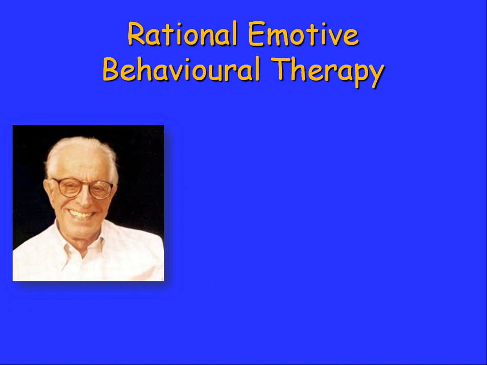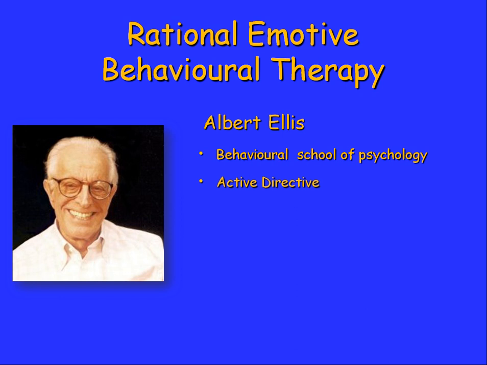Rational emotive behavioural therapy is the next one, and it's developed by Albert Ellis. It's from the behavioural school of psychology, so the behavioural school of thinking. It's an active directive therapy, so again the therapist teaches the model of therapy to the client. The core conditions that we talked about of genuineness, being empathic and not being judgmental on behalf of the therapist, they're desirable. The focus is on changing perception.